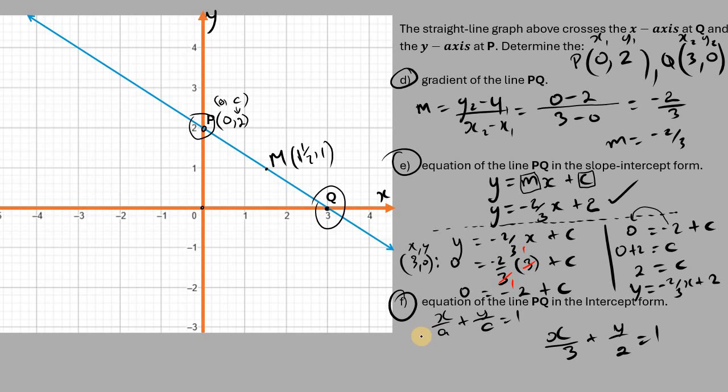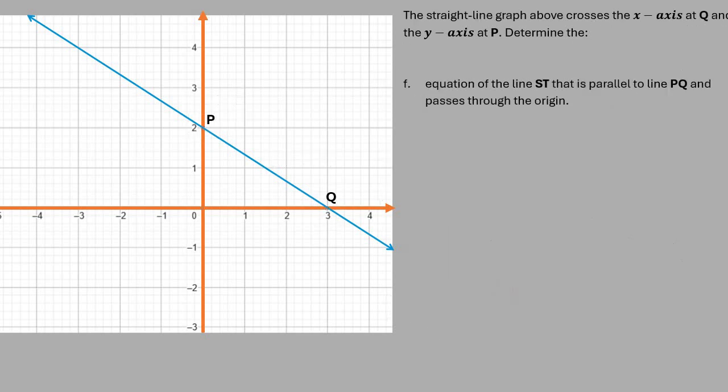Any questions on that, or should I move to the parallel and perpendicular line, the last part of this lesson? Any question? Anyone? Okay, so we're going to move along then.